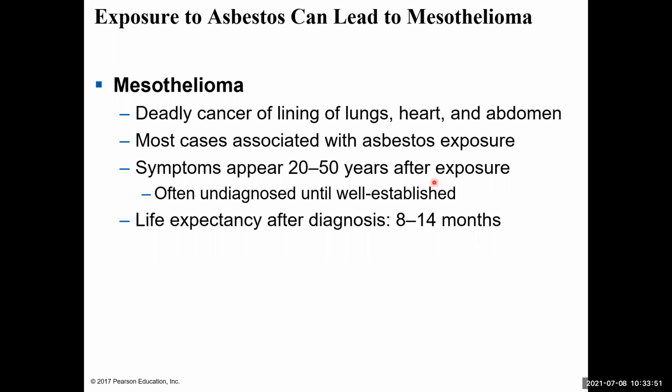And we'll learn about the different stages of cancer when we talk about cancer in that chapter. The life expectancy after diagnosis averages anywhere from 8 to 14 months. And that's because it is so well established generally when you catch it. Usually it's stage 4, it's metastasized, it's spread throughout the body. And so it's really detrimental, really fatal when it gets to that stage.